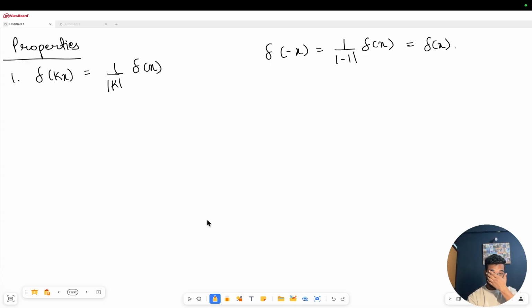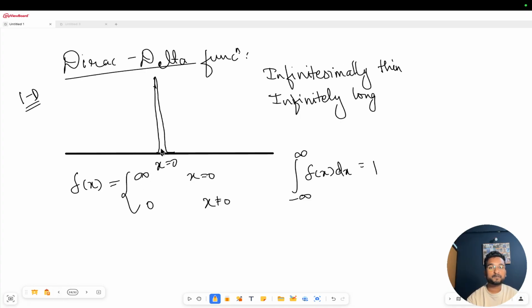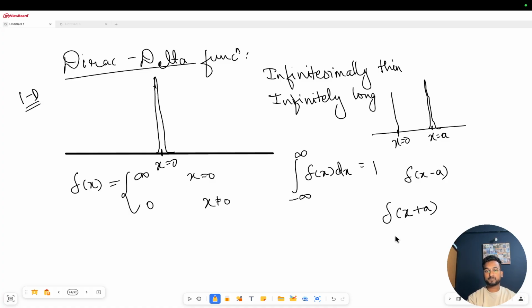I have to tell you one more thing: if the peak is not at x equals 0, but at some point x equals a, then how do you write the Dirac delta function? It is written like this, delta of x minus a. So a is the argument at which point the peak is there. If x plus a is given, that means the peak will be at minus a. That much you have to understand.